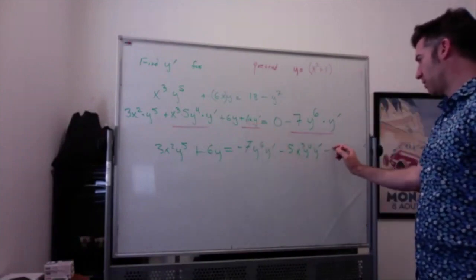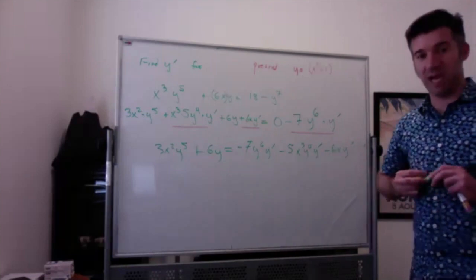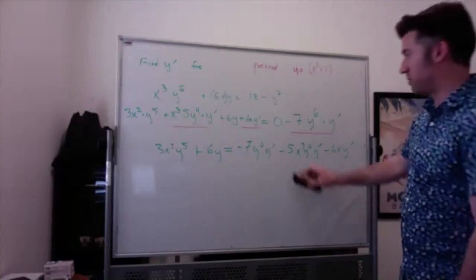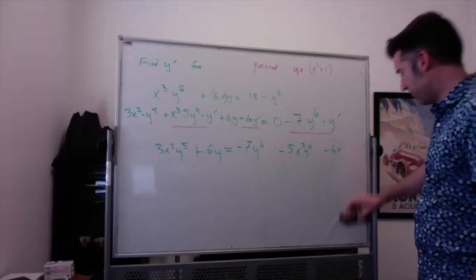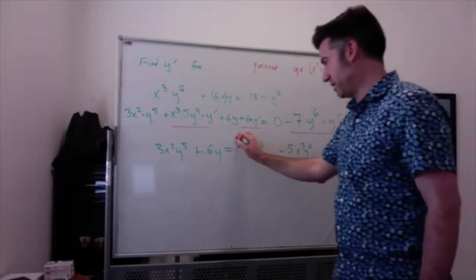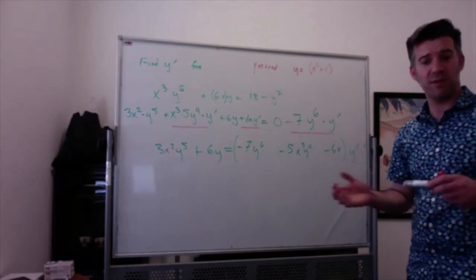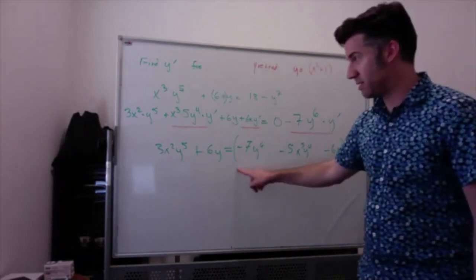Minus 6x y prime. I'm going to cheat a little bit because I'm tired of writing all of this. I'm going to factor out a y prime, so I'm going to divide out a y prime and write it at the end. I always hated when my teachers did that, but I can understand why they did it, because writing all this stuff is so much to write. So I factored out the y prime, and then I'm going to divide by this on both sides.